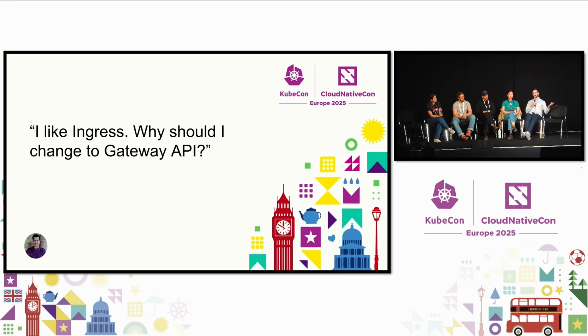Also, another thing is the role-oriented architecture of Gateway versus Ingress. The infrastructure provider owns the GatewayClass, the cluster operator might own the Gateway, and then the application owner or application developer owns the HTTPRoute and the services. If you configure that with your RBAC setup, it's a nice, easy way to handle the separation of resources and keep it secure.